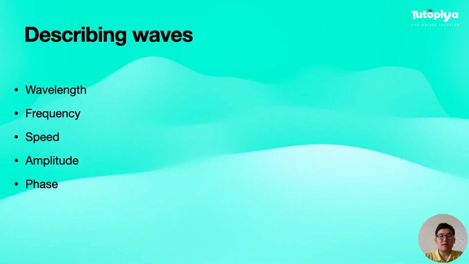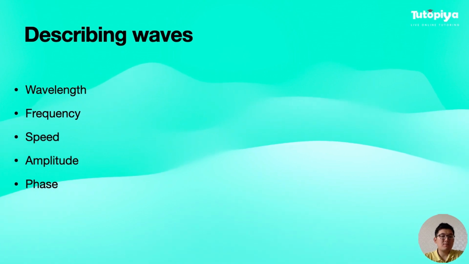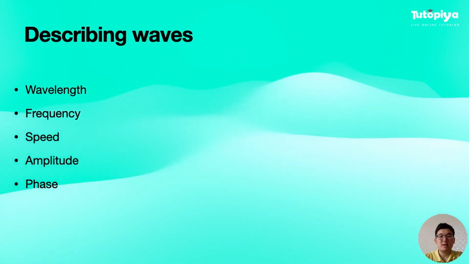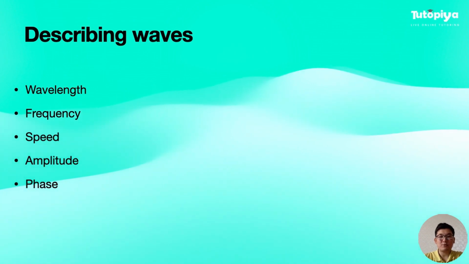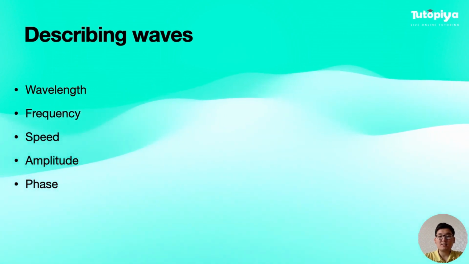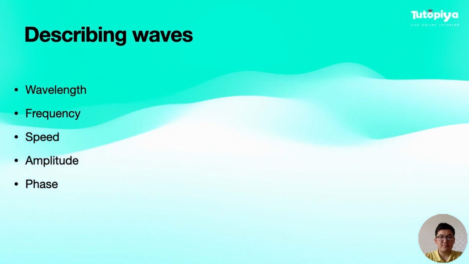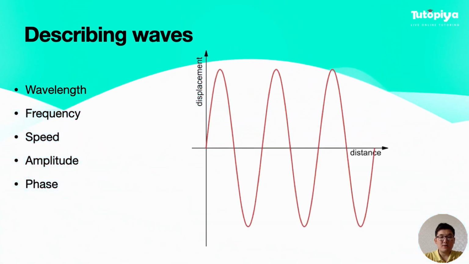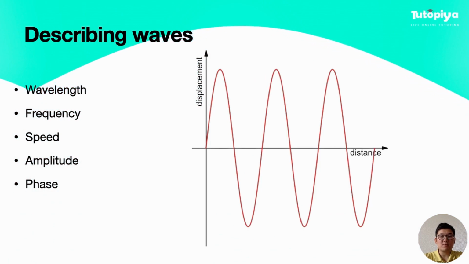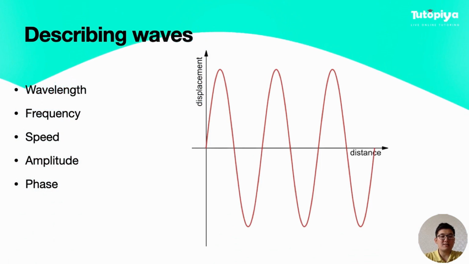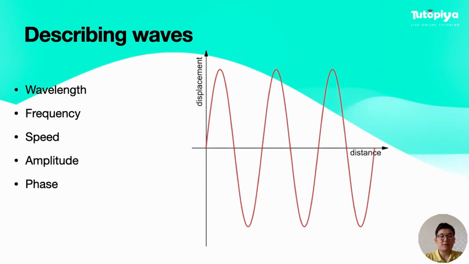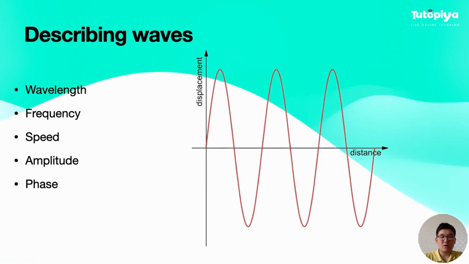Any wave can be described by the following 5 properties: wavelength, frequency, speed, amplitude, and phase. Let's learn more about each of them. For this purpose, this graph will help us. The graph shows the displacement of the particles against their distance at a certain moment of time. Speaking simpler, this is a snapshot of a wave.